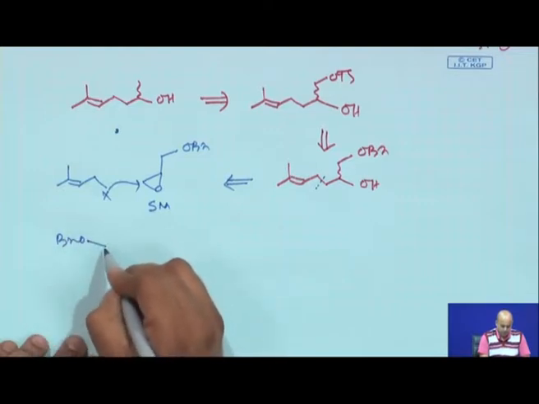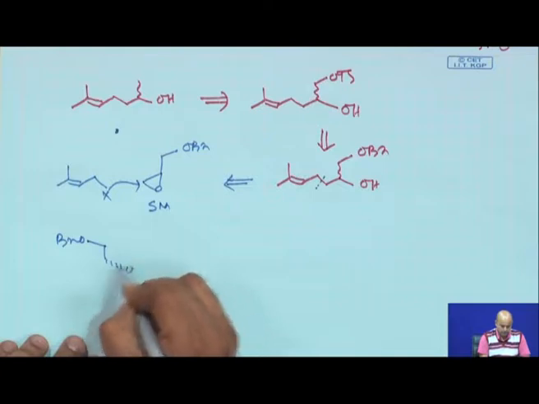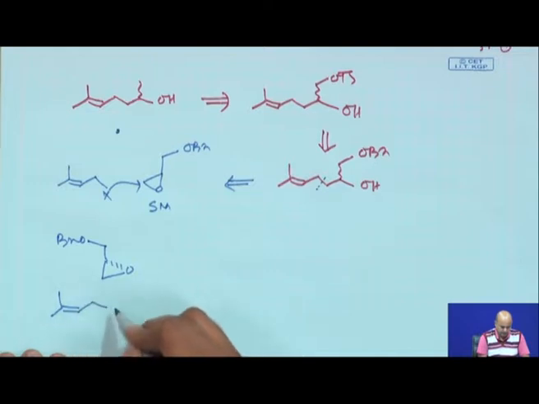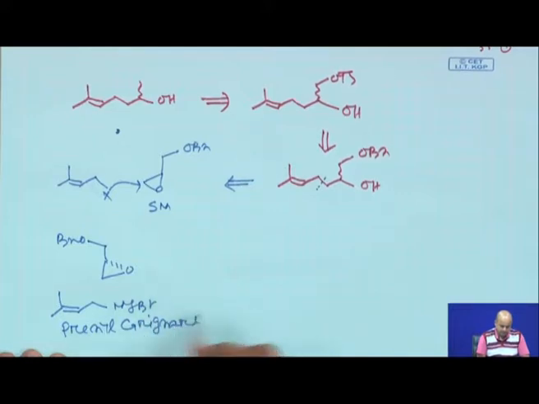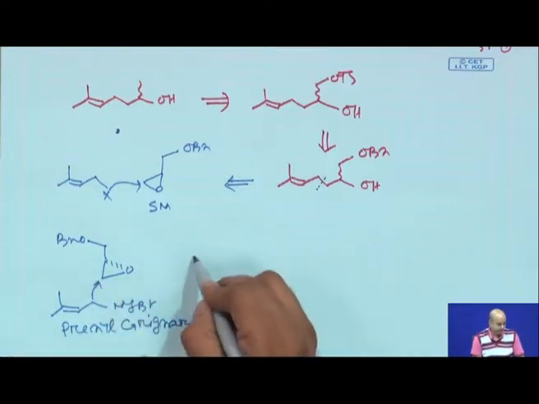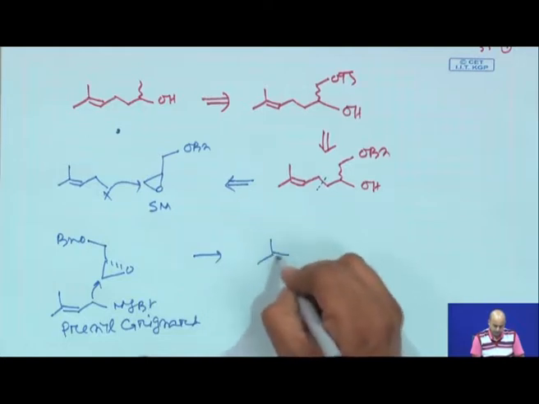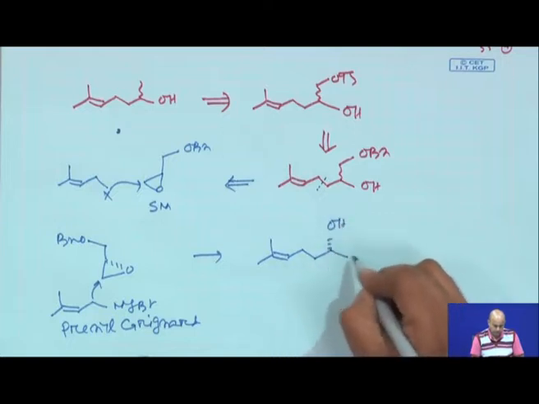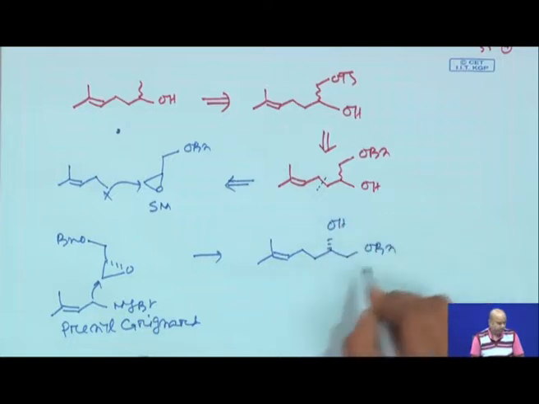The starting material which was given to us is this, and then you react with a Grignard reagent which is very easily available. It is named prenyl Grignard, made from prenyl bromide. It can be easily prepared. This prenyl Grignard will open the epoxide at the less hindered site, and first you get this OH, OBn, very simple.